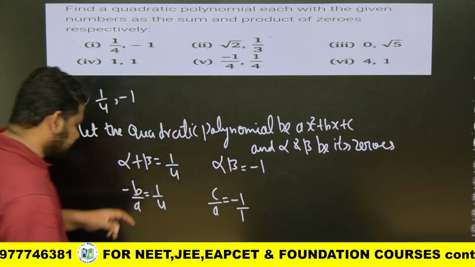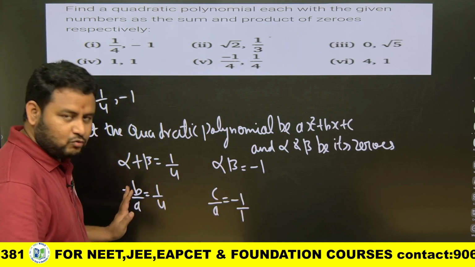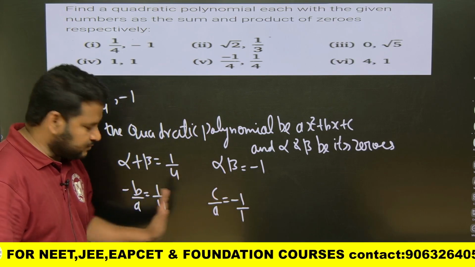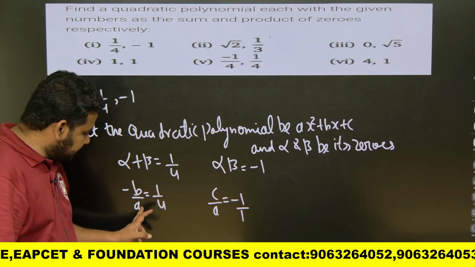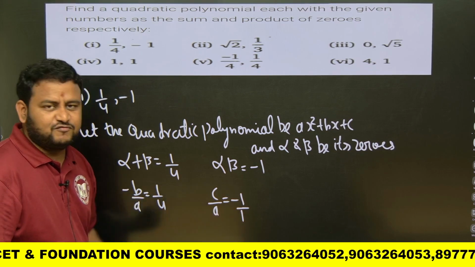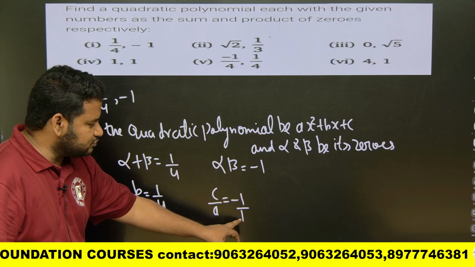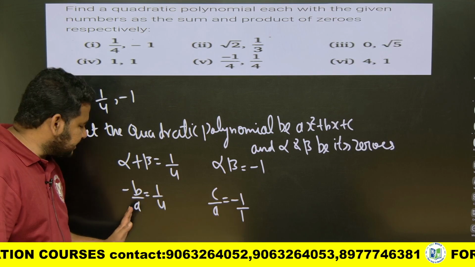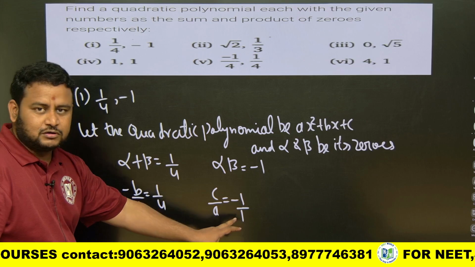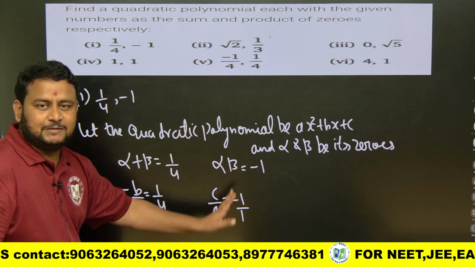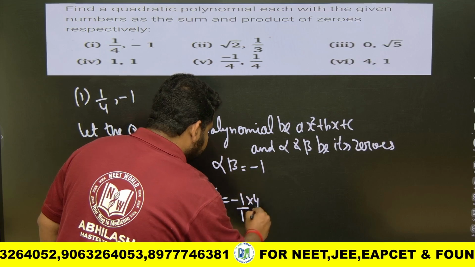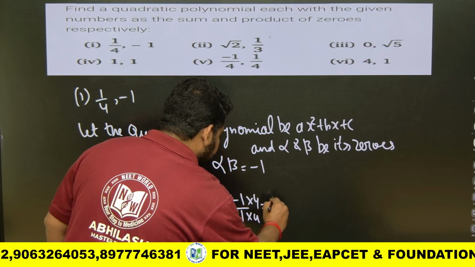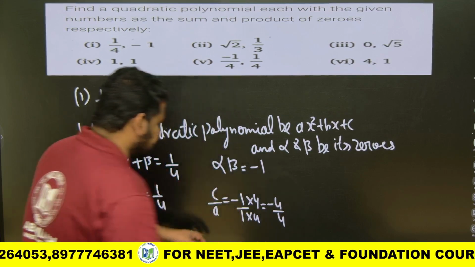Now see here, here also I am having a, here also I am having a. What is the common thing I have? Here it is a, here also it is a. So looking at this I can say that if here a is 4, here also a should be 4, or if here a is 1, here also a should be 1. So let me take a is equal to 4, here also a should be 4. To make it 4, what I should do? I should multiply numerator and denominator by 4. This gives me minus 4 by 4. So I got a is equal to 4.